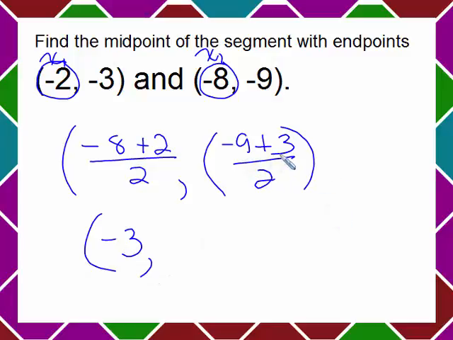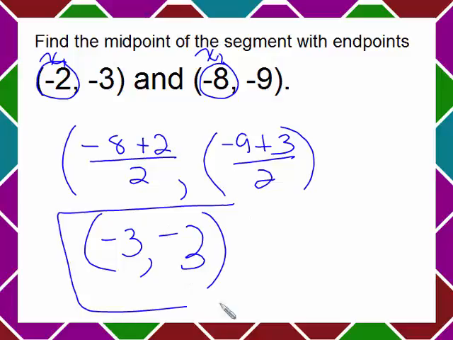Negative 9 plus 3 also gives me negative 6. Negative 6 divided by 2 gives me negative 3 again. So my coordinates will be negative 3, negative 3.